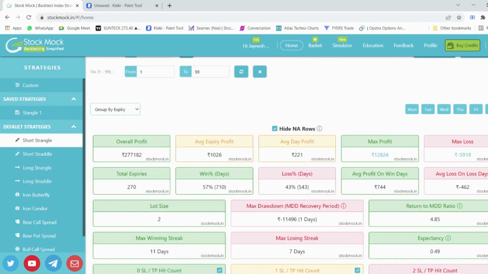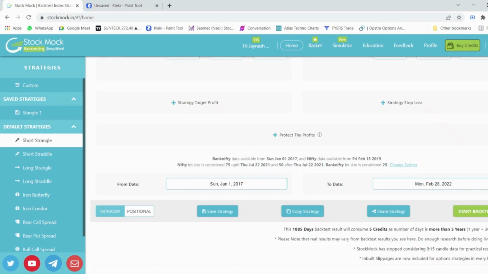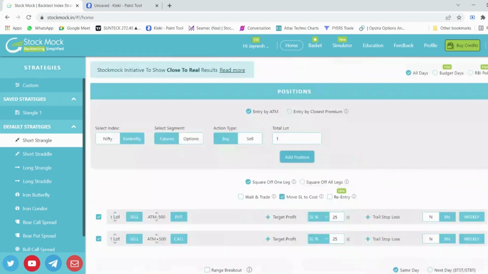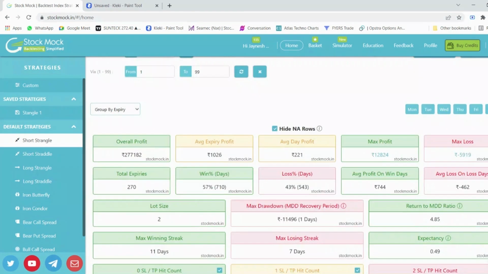One second. So the overall profit that we have got, this is only one lot. Okay, so I am explaining it with only one lot. So the overall profit that we have got is 2,77,182 rupees. Average expiry profit is 1,000 rupees and average day profit is 220 rupees.